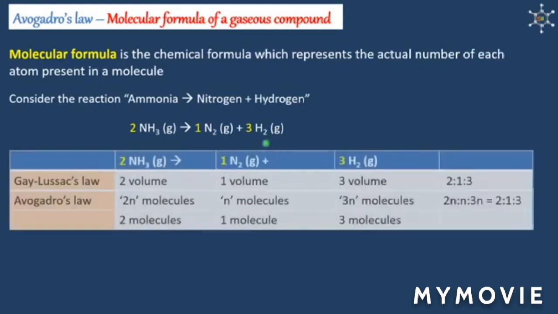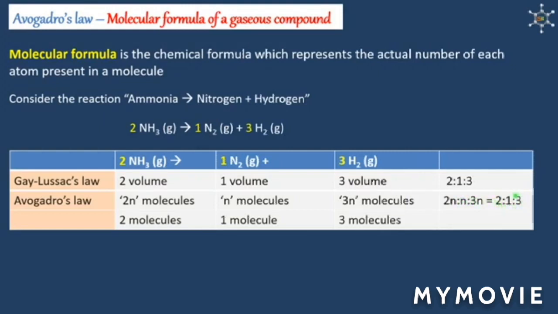According to Gay-Lussac's law, 2 volumes of ammonia split to give 1 volume of nitrogen and 3 volumes of hydrogen. The ratio between the reactant and product volumes is 2 is to 1 is to 3. According to Avogadro's law, 2n molecules of ammonia split to give n molecules of nitrogen and 3n molecules of hydrogen. The simplified version of the ratio between the reactant number of molecules and product number of molecules is the same, that is 2 is to 1 is to 3.